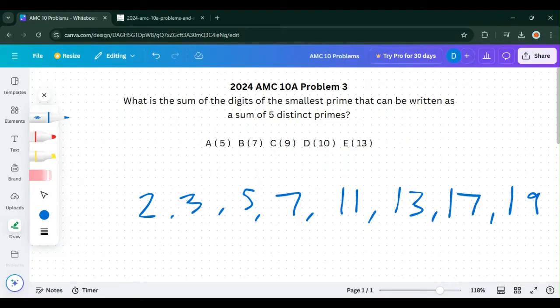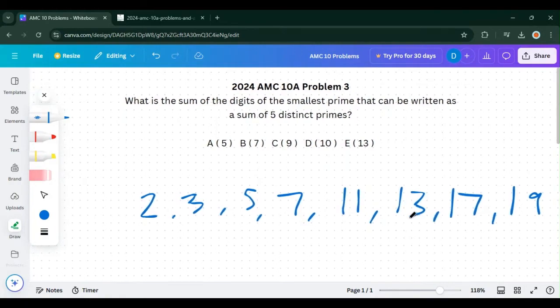So as you see here, if you don't know what primes are, they're basically numbers that are only divisible by themselves and one. Sorry, by itself and one. So as you see here, we have a list of primes, and it's asking what is the sum of the digits.